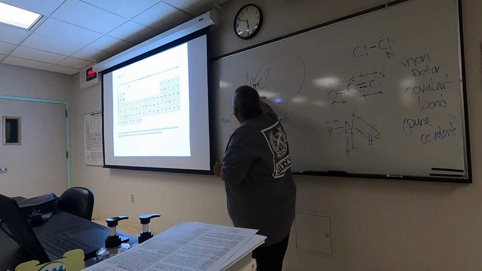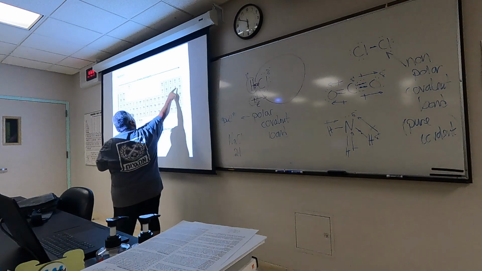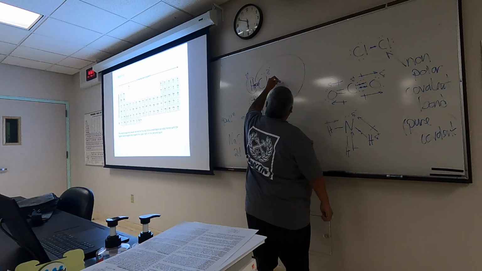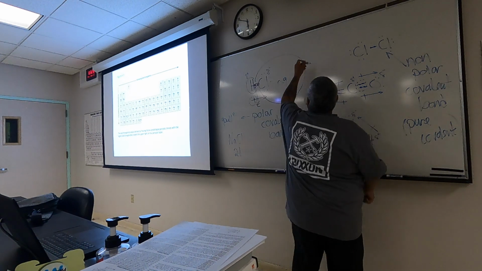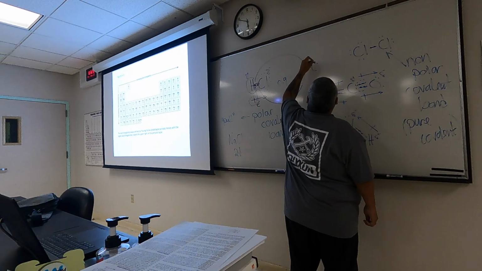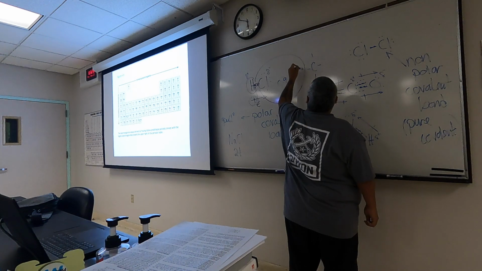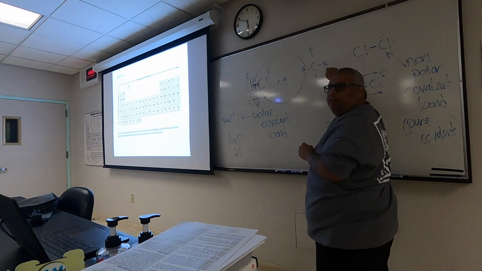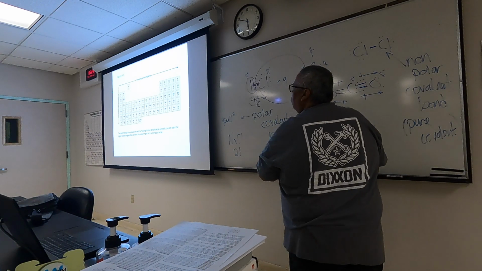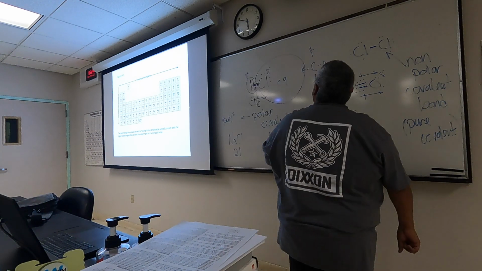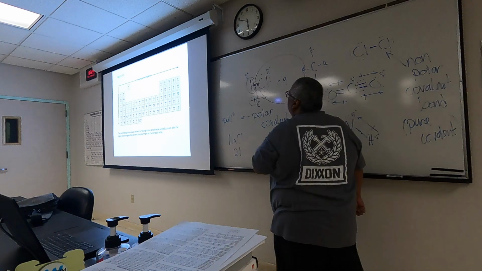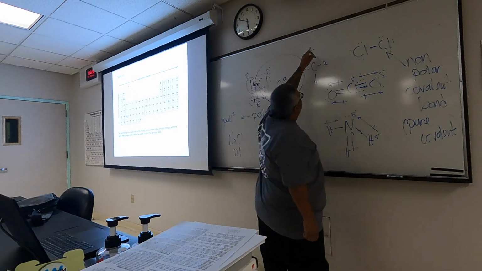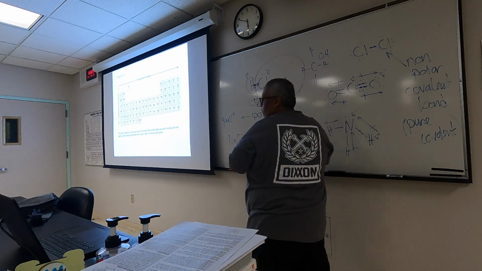The difference between chlorine and hydrogen is what? 0.9. Let's do this one here. How about, what's the difference between carbon and hydrogen? 0.4, right? So we have 2.5 minus 2.1, so this is 0.4.